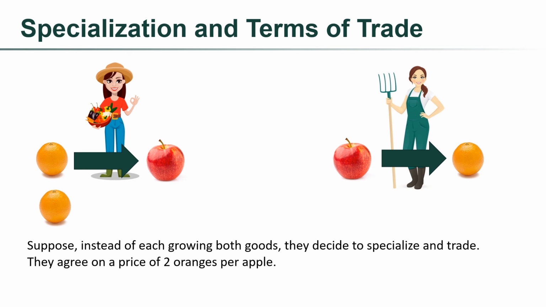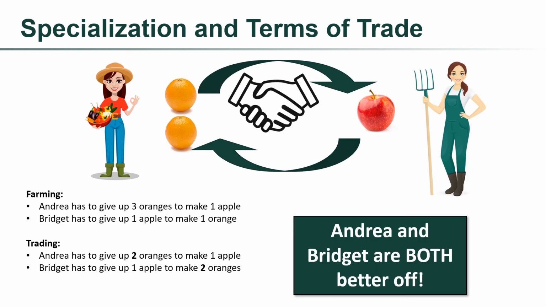Bridget's side of things, it used to be if she wanted 1 orange, she had to give up 1 apple. Now, however, because of trading, she knows that if I give up an apple now, Andrea will give me 2 oranges for it. So, big takeaway here is that Andrea and Bridget are both better off.